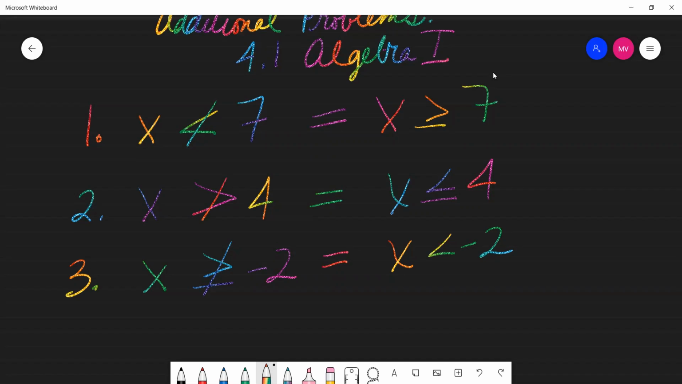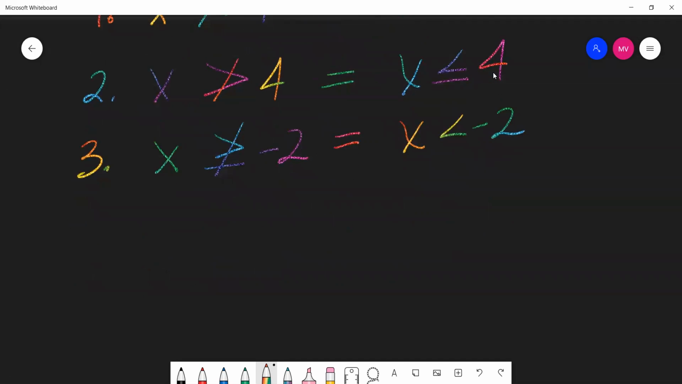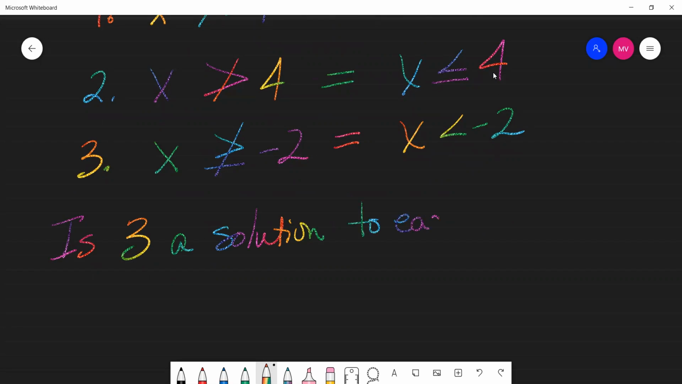Okay, so for number 4 and 5, all we're doing is answering a yes or no question, determining whether 3 is a solution to each inequality. Show you what I mean. So let me put that down. Is 3 a solution to each inequality?